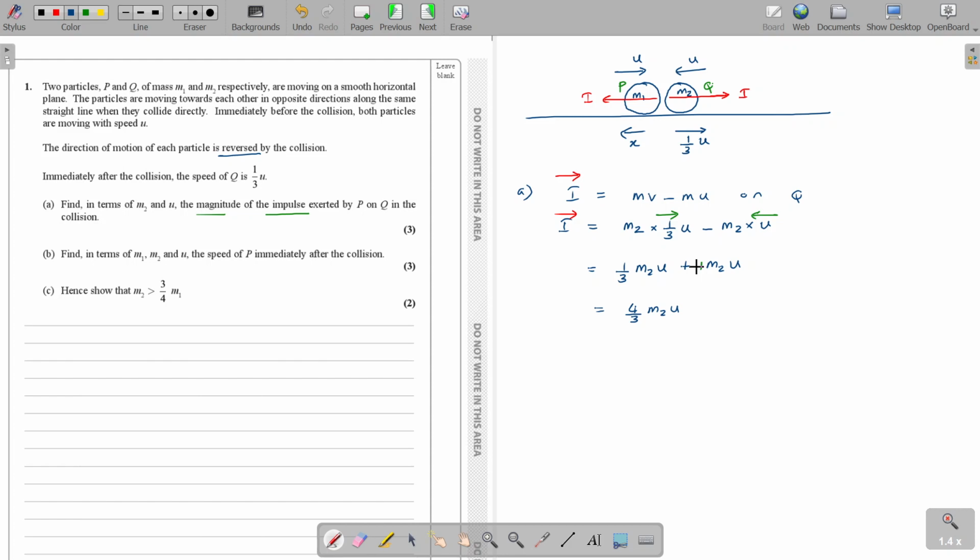Do you agree with me? Okay, so moving on to part B, they say find in terms of m1, m2 and u the speed of P immediately after the collision. So how can I find the speed of P immediately after the collision? So what can we use?